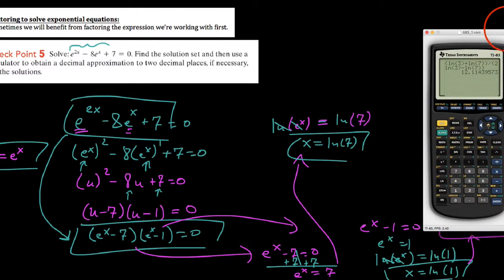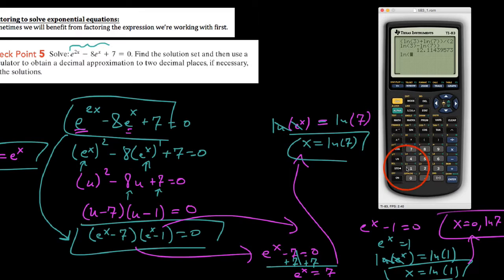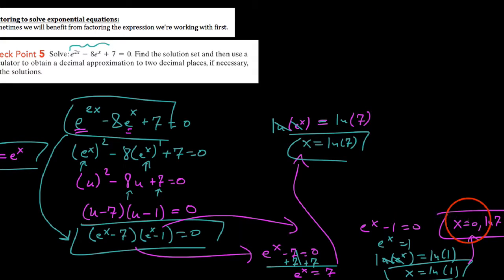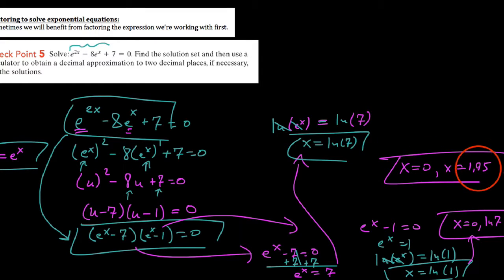Let's go ahead and just type this in here. ln 1, that was one of our values, we get 0. But the ln of 7 would be about 1.95. So we say x is equal to 0, and x is approximately equal to 1.95. These are the solution and the approximate solution.